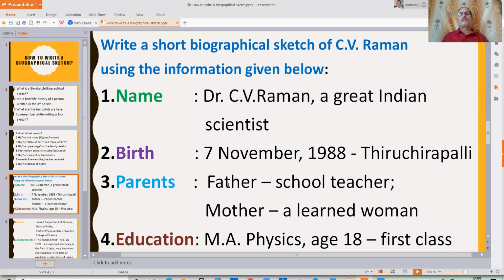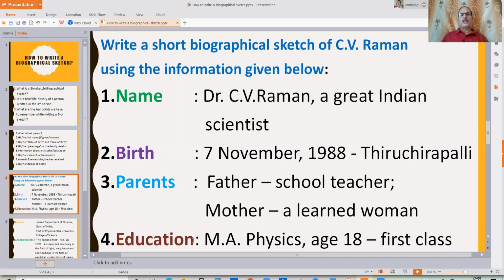Next, parents. Who was his father? A school teacher. And what was his mother? A learned woman. And then these are the details of his parents. And then education.